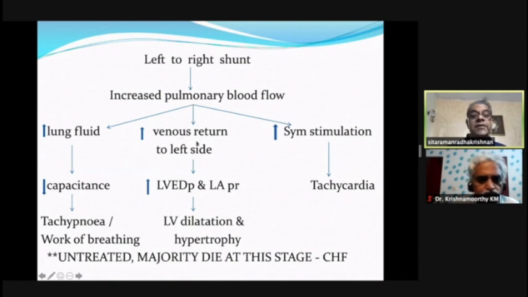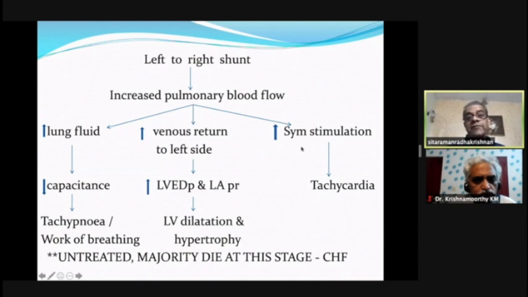There is also an increased venous return to the left side of the heart, which increases the left ventricular end diastolic pressures, the left atrial pressures, and of course, that increased LVEDP and LA pressure will lead to, again, tachypnea and increased work of breathing. It also leads to increased left ventricular dilatation and the so-called eccentric hypertrophy.